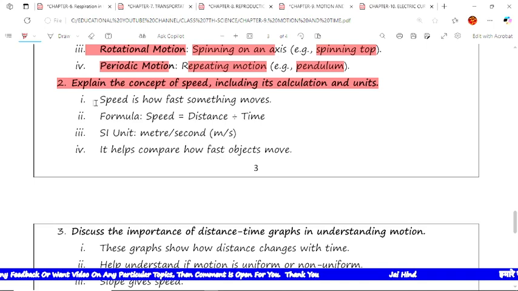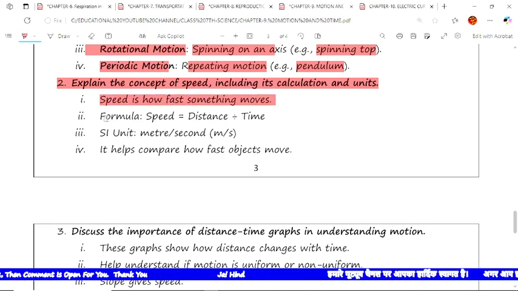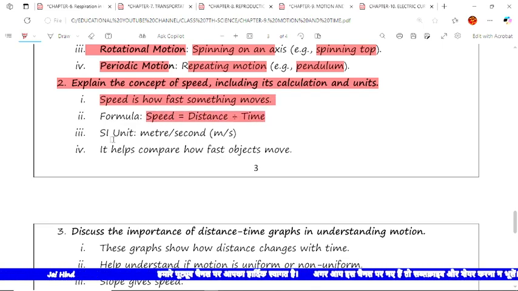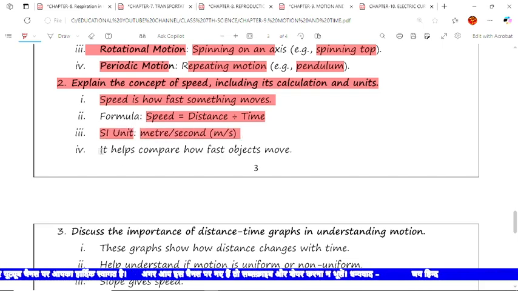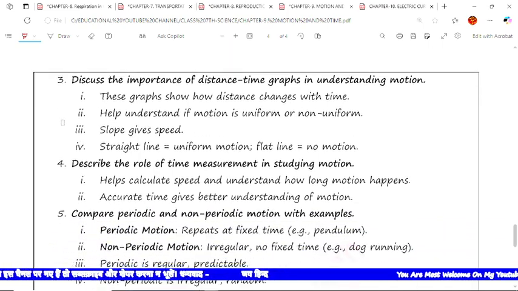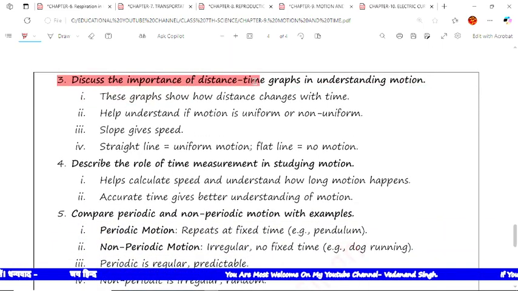The answer is: first point, speed is how fast something moves. Second, speed is distance divided by time. Next, the SI unit is meter per second, and it helps compare how fast objects move. The next question is: discuss the importance of a distance-time graph in understanding motion.